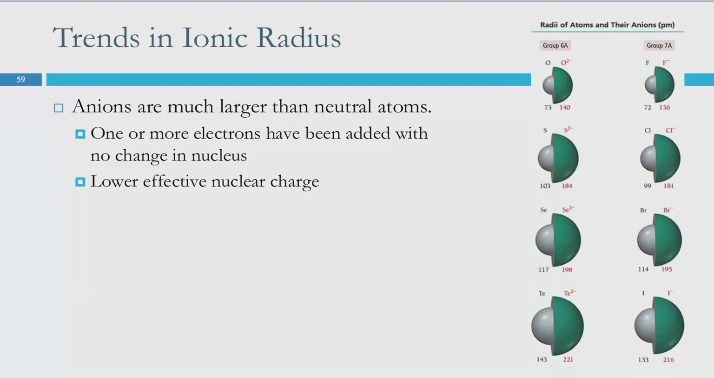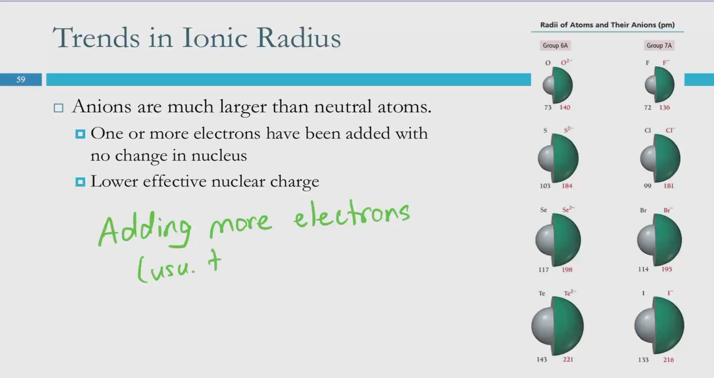Our anions are much larger than neutral atoms. So we are adding more electrons. This is usually to complete the shell, whatever our valence shell is. Since we're adding on extra electrons, we're not adding on a complete shell, but we're filling out the shell.